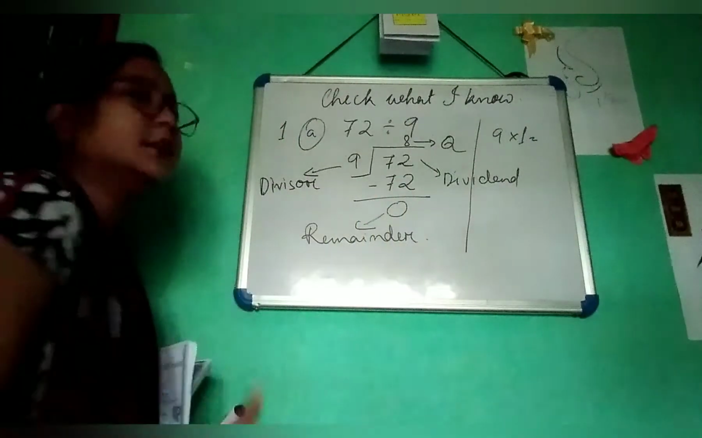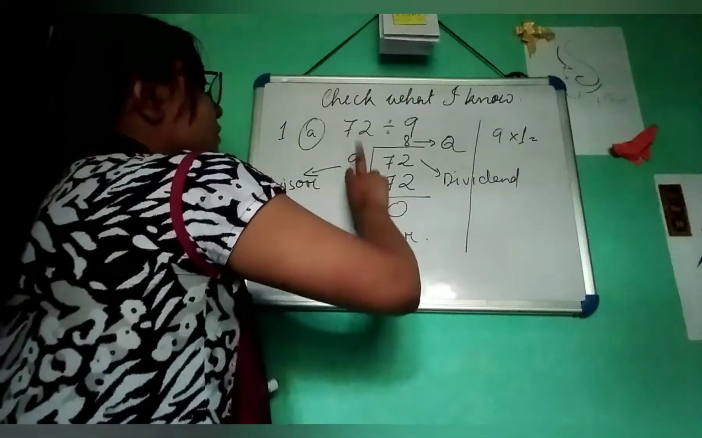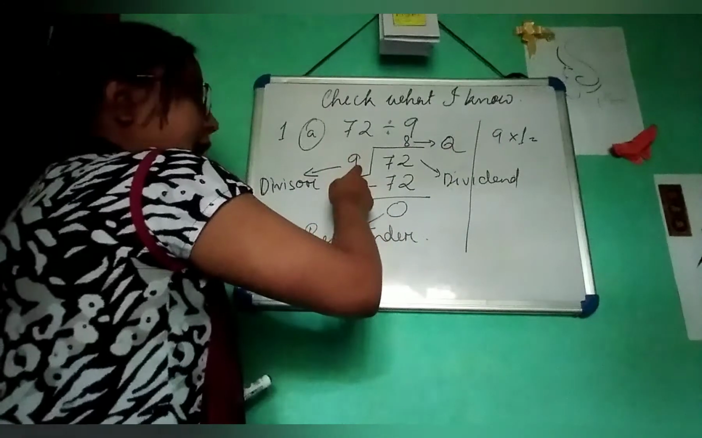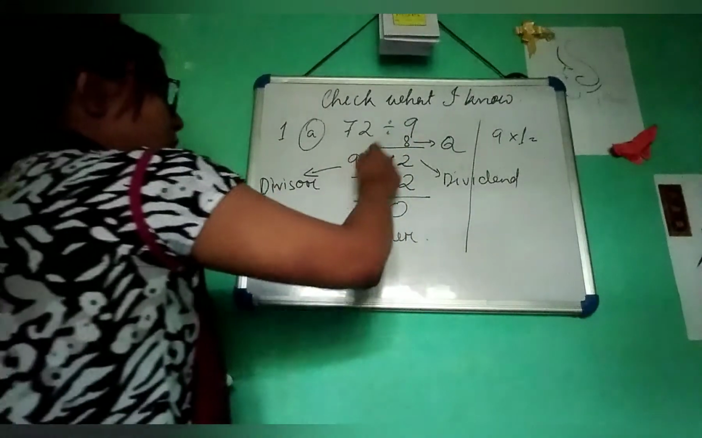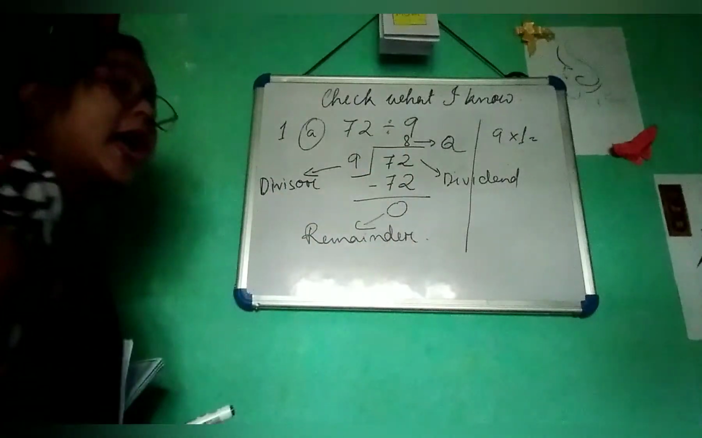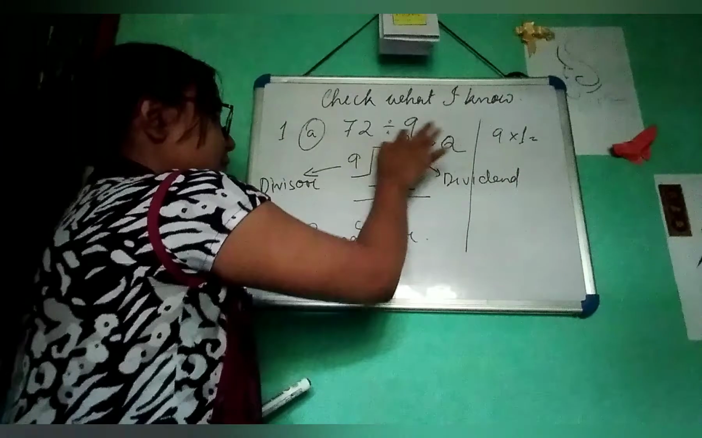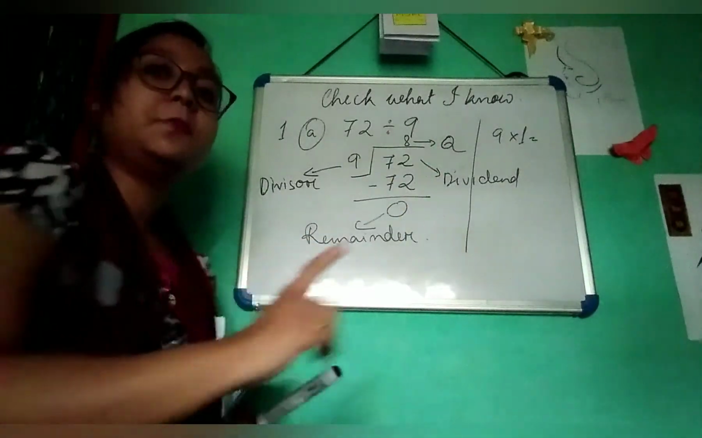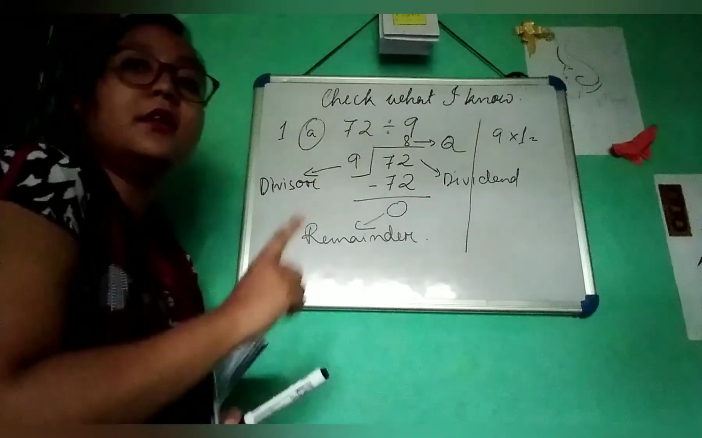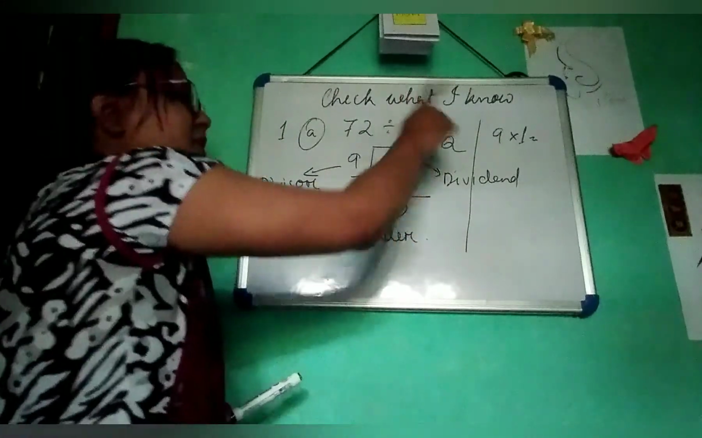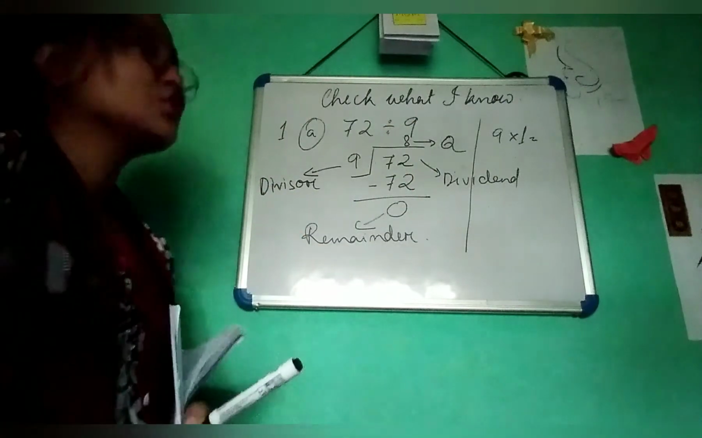As you have already learned, you need to know the multiplication table. Whatever quotient you give, you have to multiply it with 9, and the answer you get after multiplication should be equal to or smaller than this number. But if it is greater, then you cannot write that number.